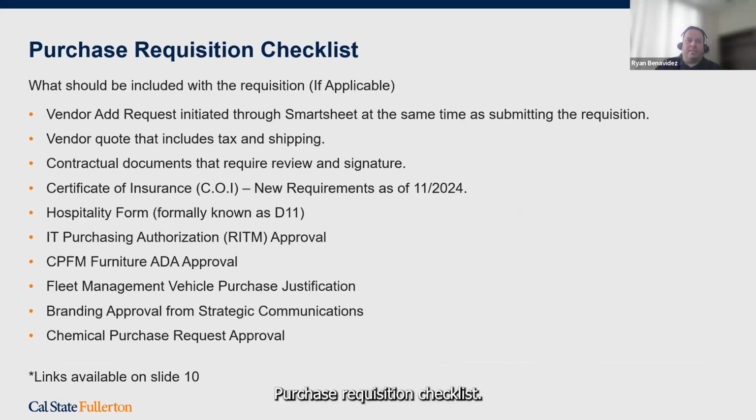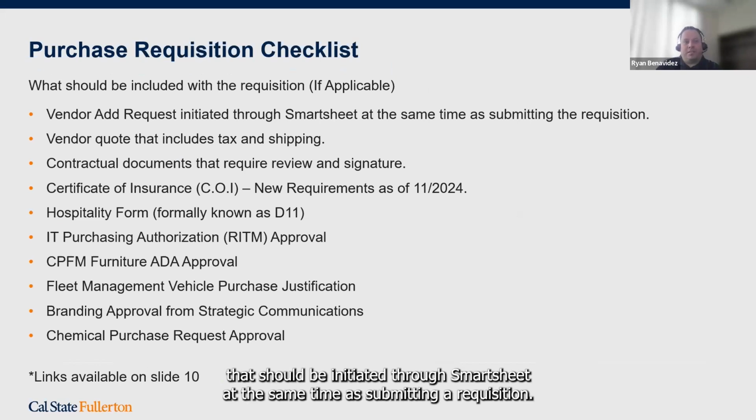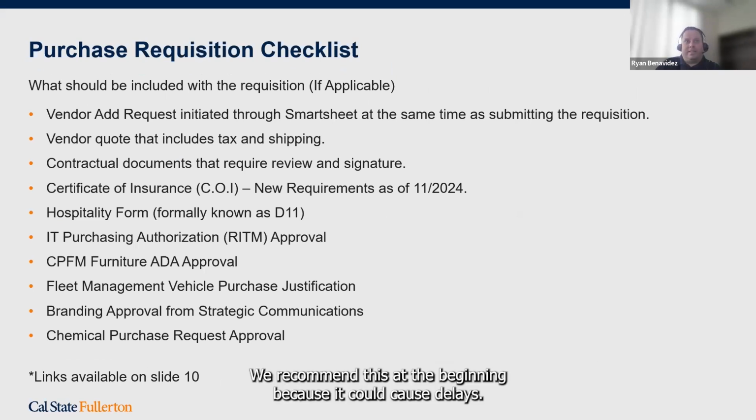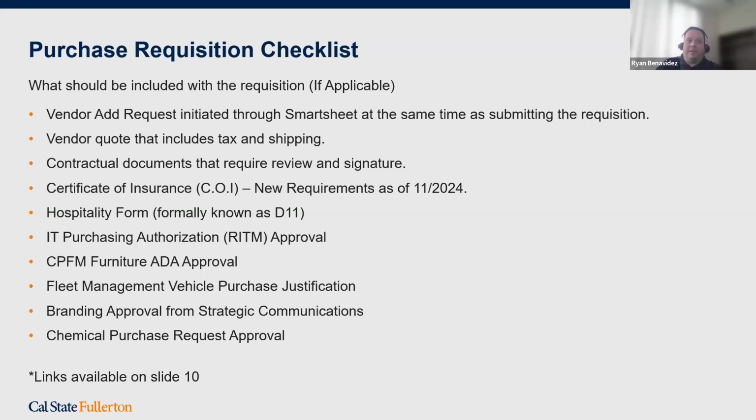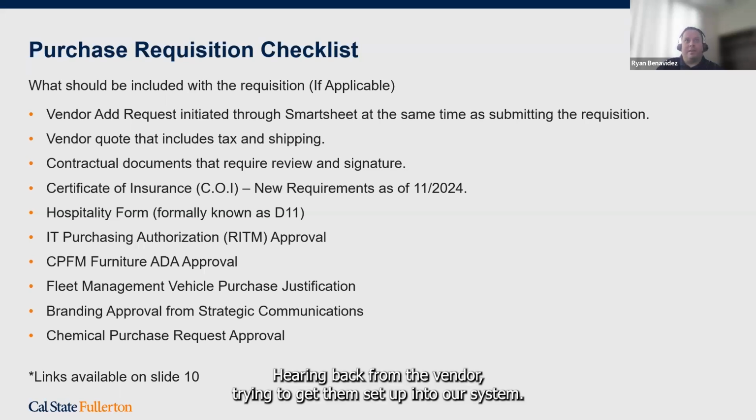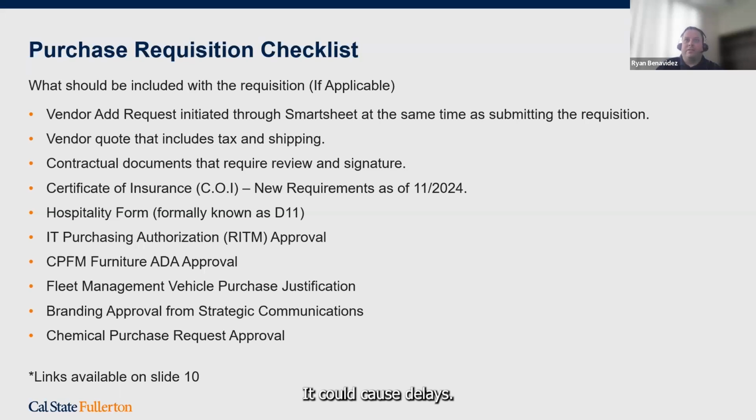Purchase requisition checklist. What should be included with the requisition, if applicable? So the vendor add requests should be initiated through Smartsheet at the same time as submitting a requisition. We recommend this at the beginning because it could cause delays. Hearing back from the vendor, trying to get them set up into our system, it could cause delays. So we recommend to get this going as soon as possible.